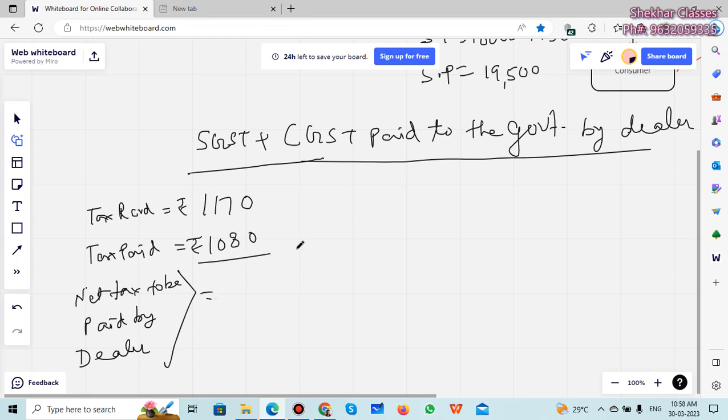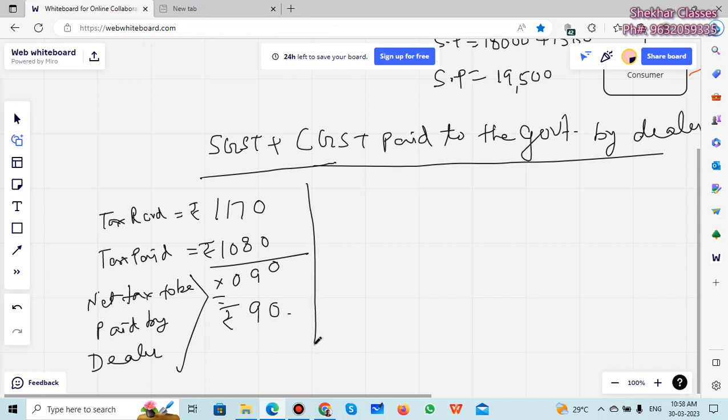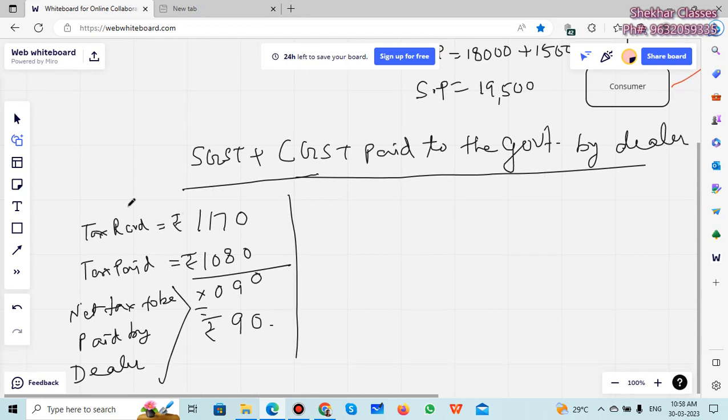And that will be how much? Subtracted: 0 minus 0 is 0, 17 minus 8 is 9, and again 0. So 90 rupees he will pay to the government, the dealer to the government. This is just the CGST we have done, or maybe SGST; if it is SGST, we can take it as SGST here, and the same way he has to pay the CGST also.